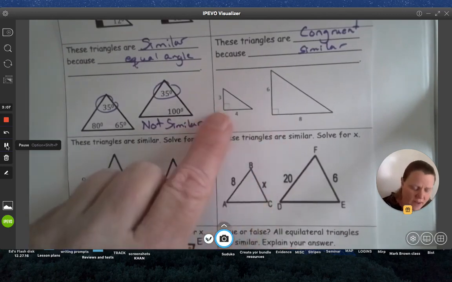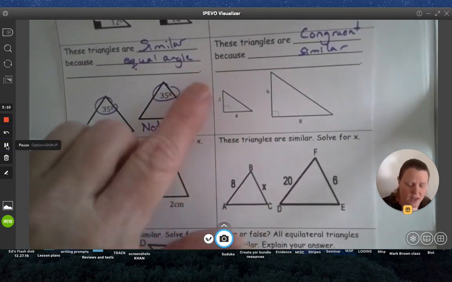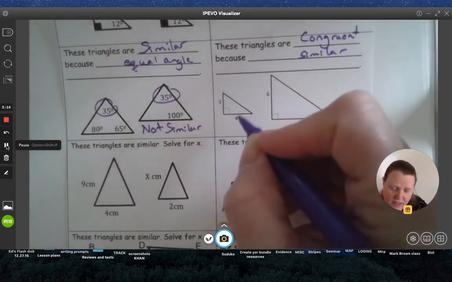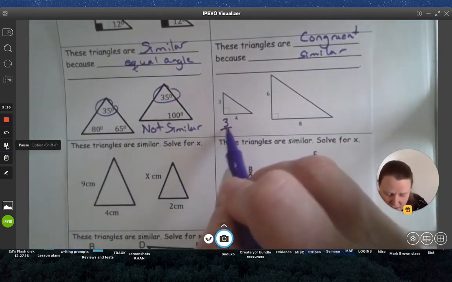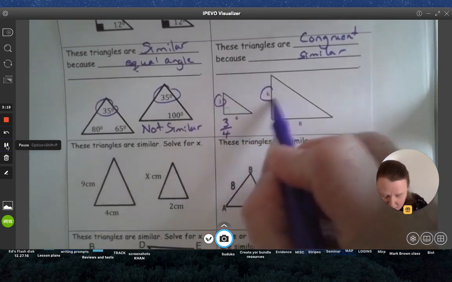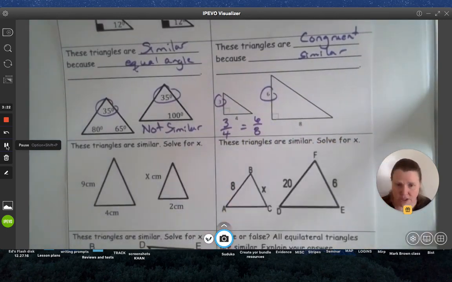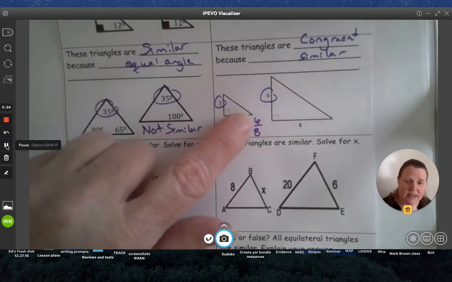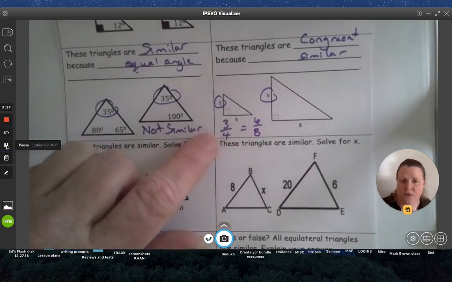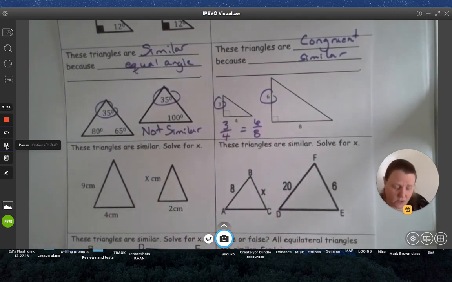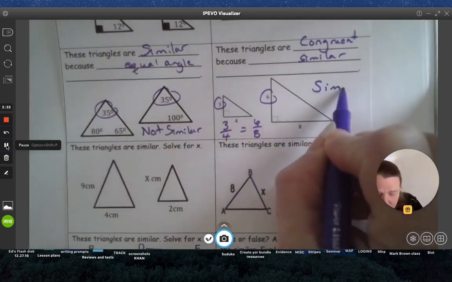Well, we only have one angle, but we do have some sides where we could see if they are proportional. What I meant by proportional at the beginning is that when I put them in like spots, the fractions should be equal, or the proportions should be equal. We realize that 6 over 8 reduces down to 3 over 4. So this one has one right angle and the sides are proportional. And so then we know that it is similar.